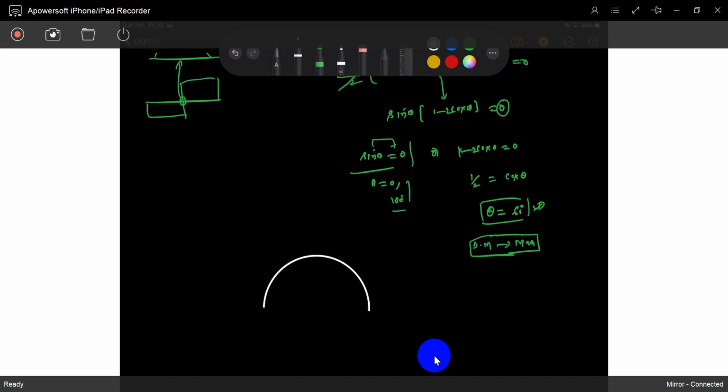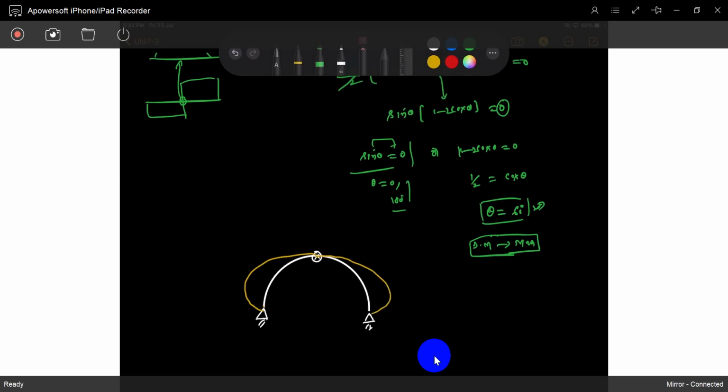If you draw the bending moment diagram, it will give a shape like this. This shape. Exactly, I will draw it like this.